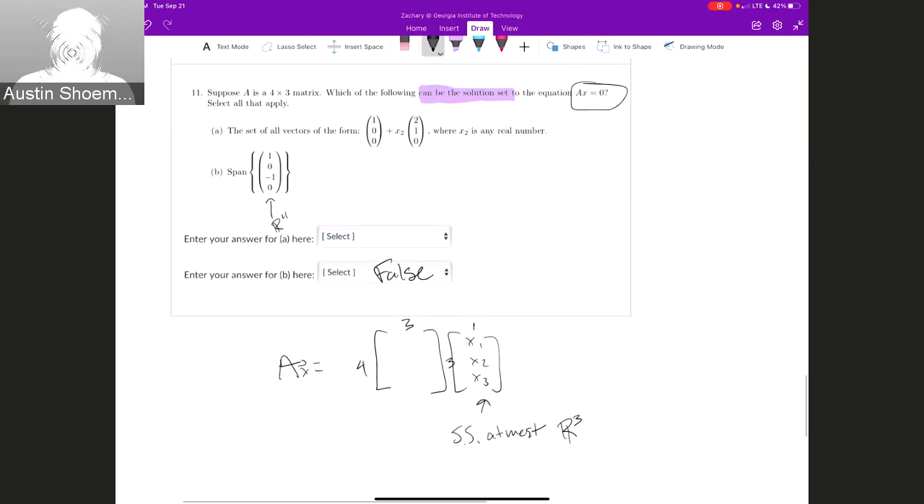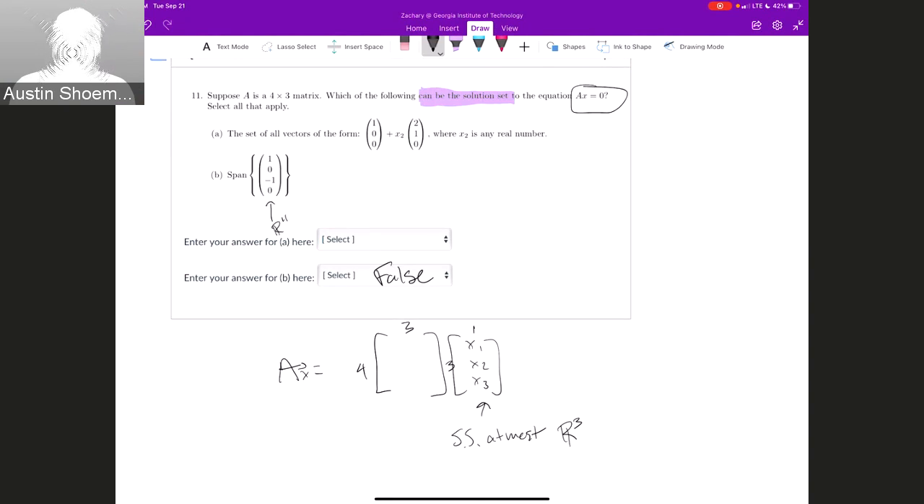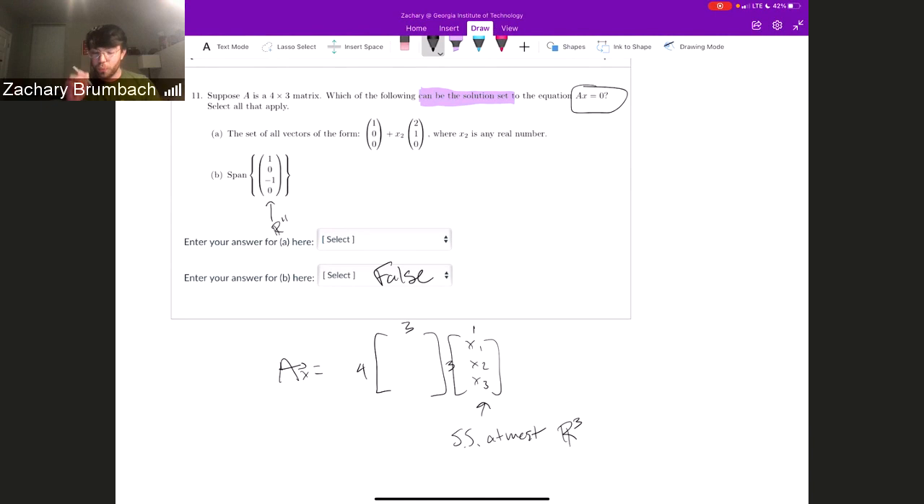Thank you. The set of all vectors of the form 1, 0, 0 plus x2 times 2, 1, 0, where x2 is any real number. Okay. So this is the part where it helps to think a little bit more geometrically. What does this mean? The base question of anything you're being asked: you have a constant vector plus your free variable times a vector itself as well, okay?